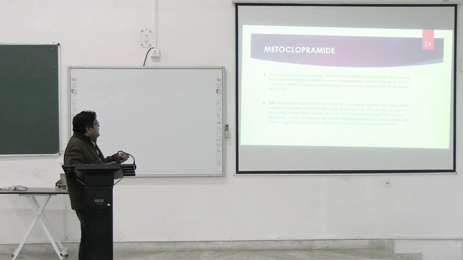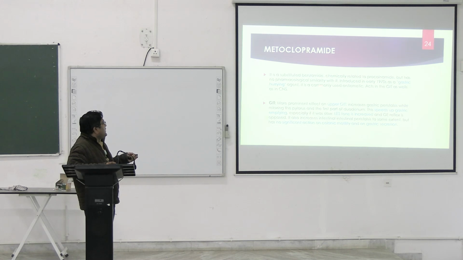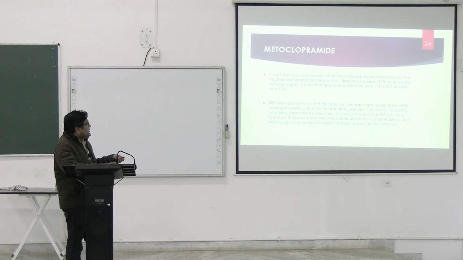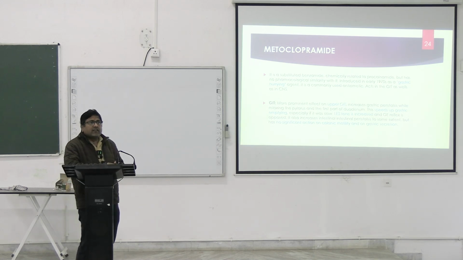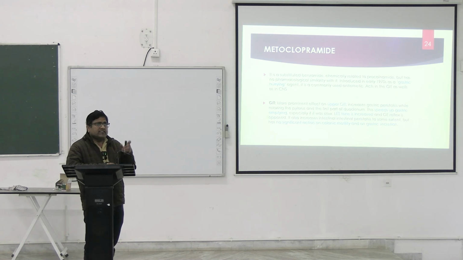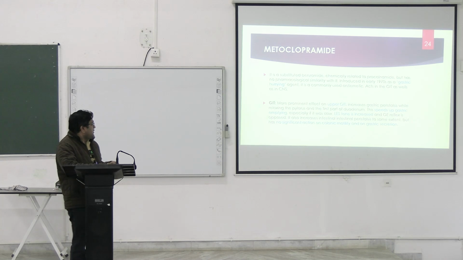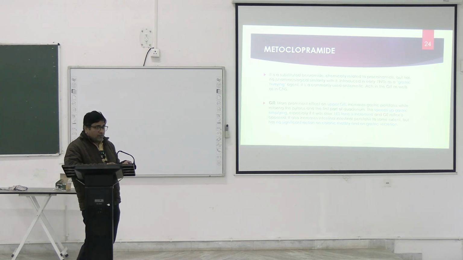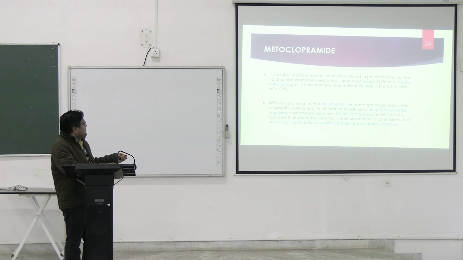Now coming to the prokinetic drugs one by one: metoclopramide is a substituted benzamide drug. It was initially marketed as a gastric emptying agent in 1970. They act in the gastrointestinal tract as well as in the central nervous system. They act on various receptors. D2 receptor antagonism is one of the mechanisms. Then they act on the 5-HT4 and 5-HT receptors as well. So their action is on the GIT as well as the central nervous system.